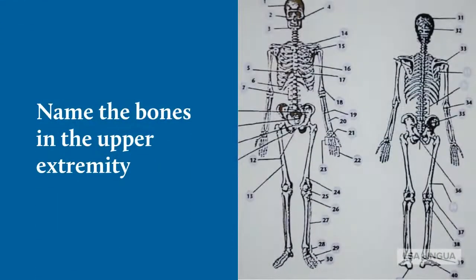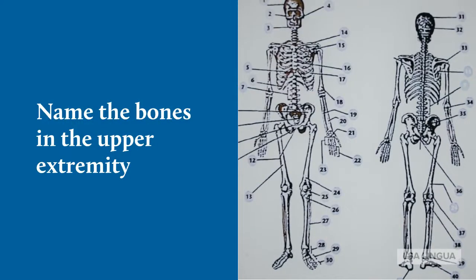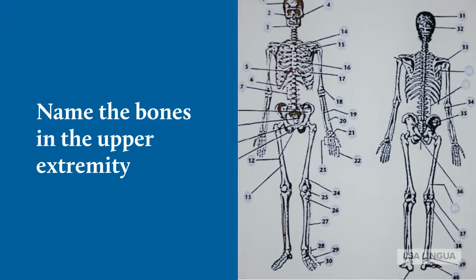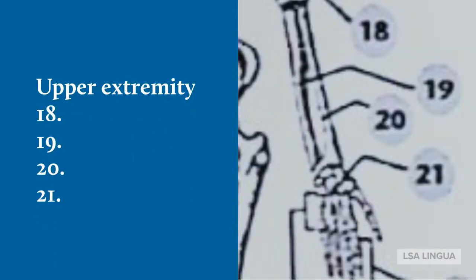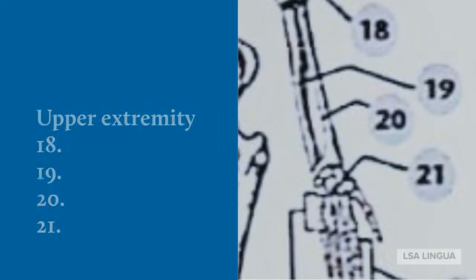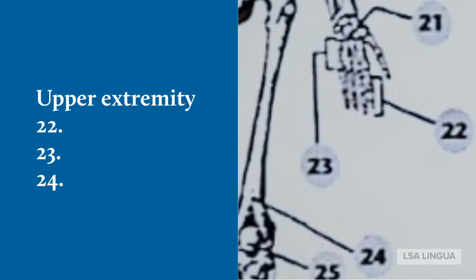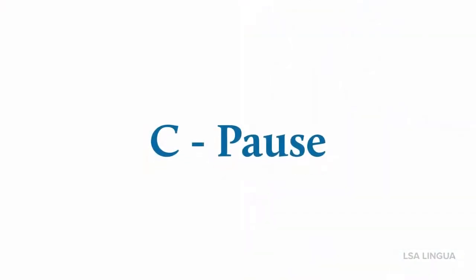Upper extremity. The upper extremity consists of 3 sections: the upper arm, forearm, and hand. Let's name the bones in the upper extremity. Name items 18, 19, 20, and 21. Name items 22, 23, and 24. Pause the video here, look in the description box, and answer the question in C.